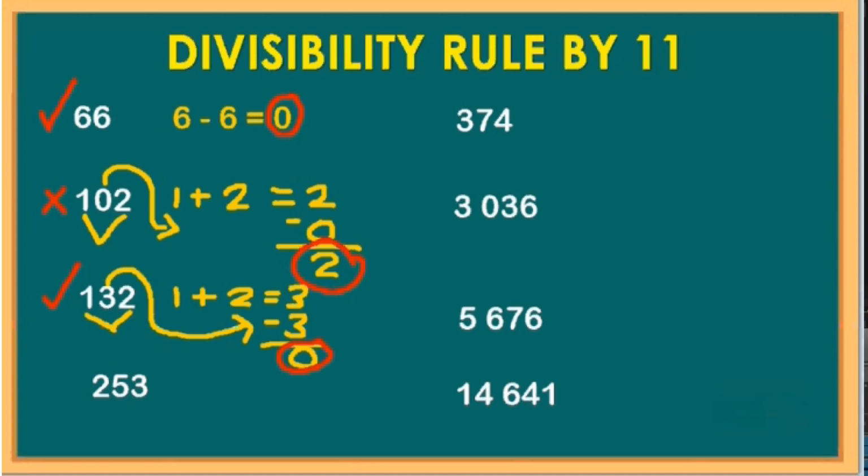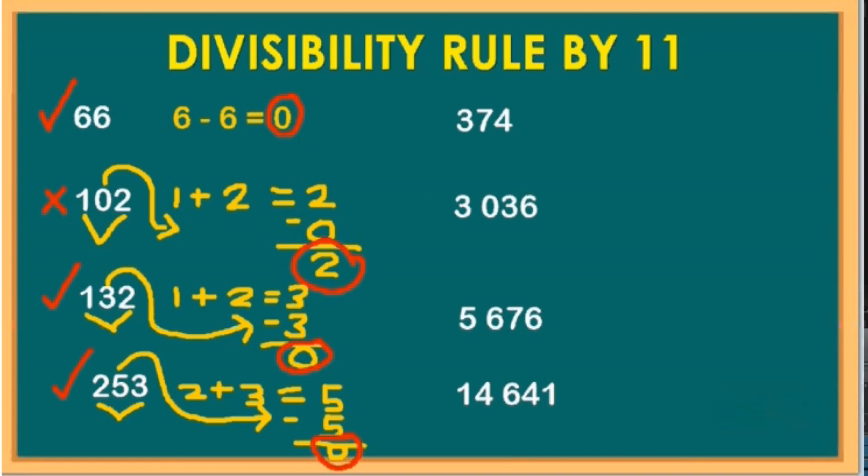Let us go to 253. 2 and 3. 2 plus 3 is 5. Then let us get the middle digit, 5. So 5 minus 5 is 0. We have 0. So 253 is divisible by 11. Next, 374. 3 and 4 is 7. Minus the middle digit, 7. 7 minus 7 is 0. So it is divisible by 11.